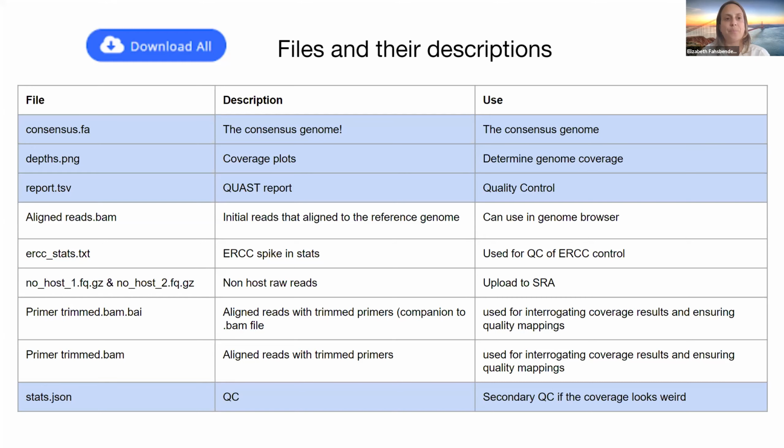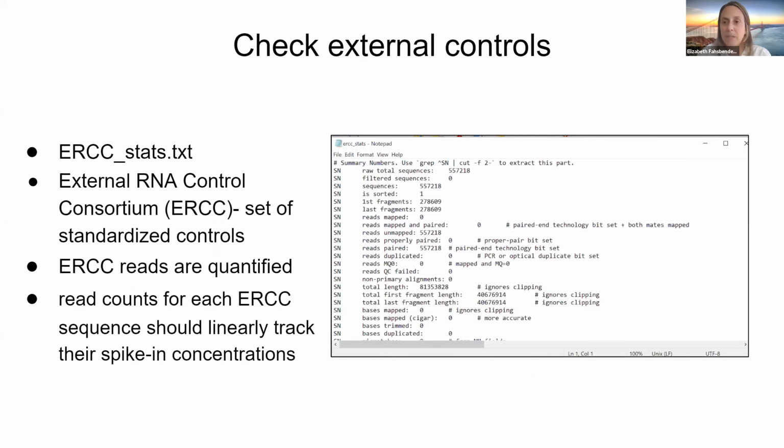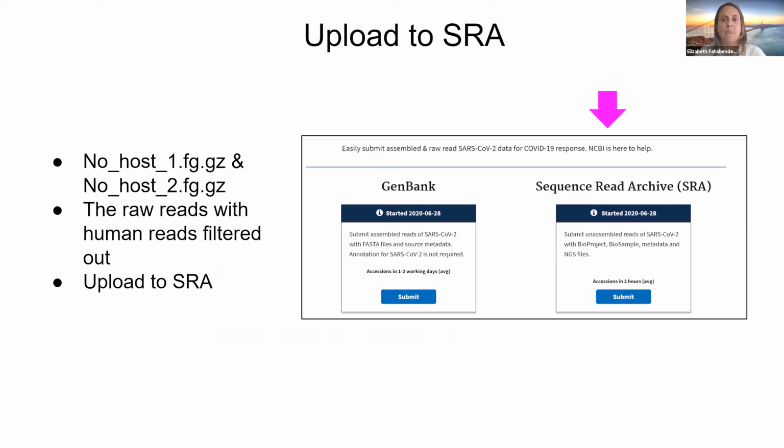So you can interrogate these files if you'd like, but I'm going to go over the ones that are not highlighted. So if you happen to spike in with ERCC controls, you can look at the ERCC stats text file, and you can see the number of reads that are quantified here. And then we have these no host files, so again, no human reads, that are really useful if you want to upload this to the Sequence Read Archive on NCBI.